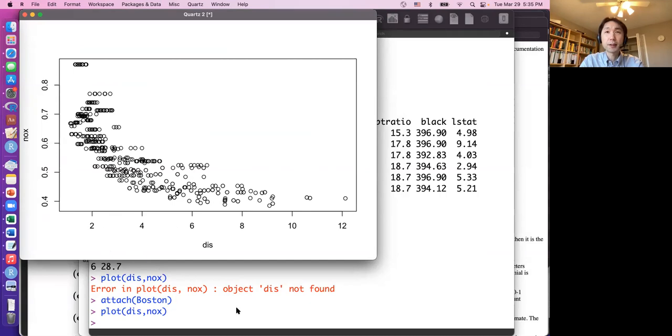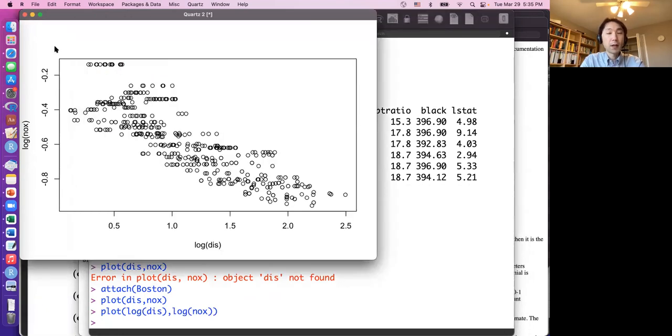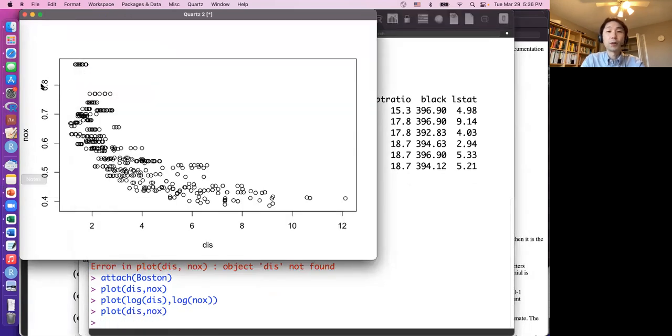But actually, this still does not make the relationship linear. Maybe I can try that: log of distance and log of NOx. We can see it's almost linear, but when we fit the linear regression, it doesn't work perfectly. So we just consider the original scale, and we want to fit the spline on this. This is exercise 9A: make a scatter plot.